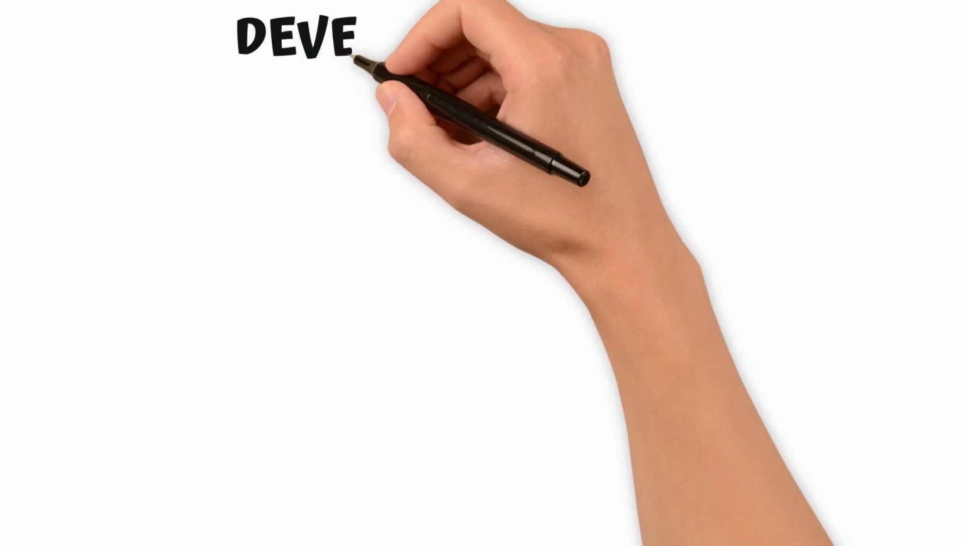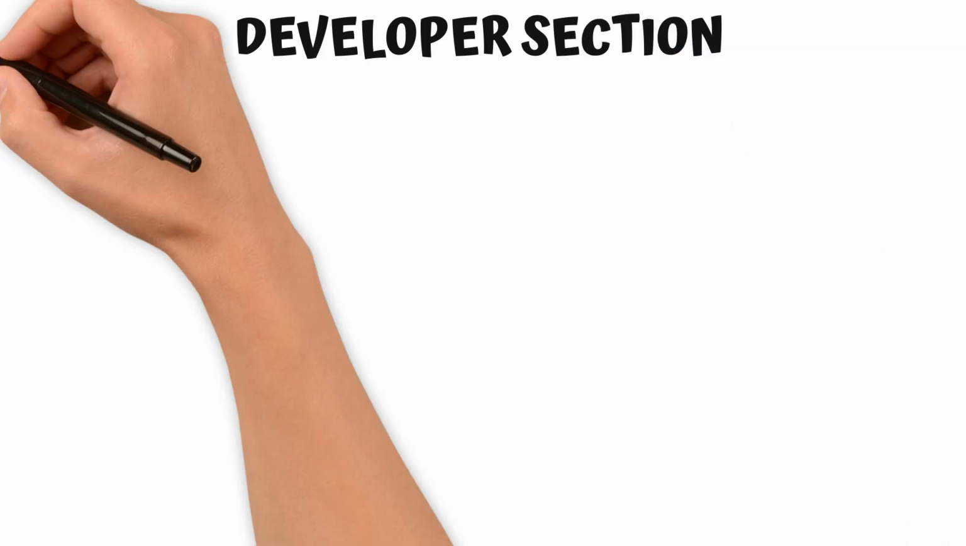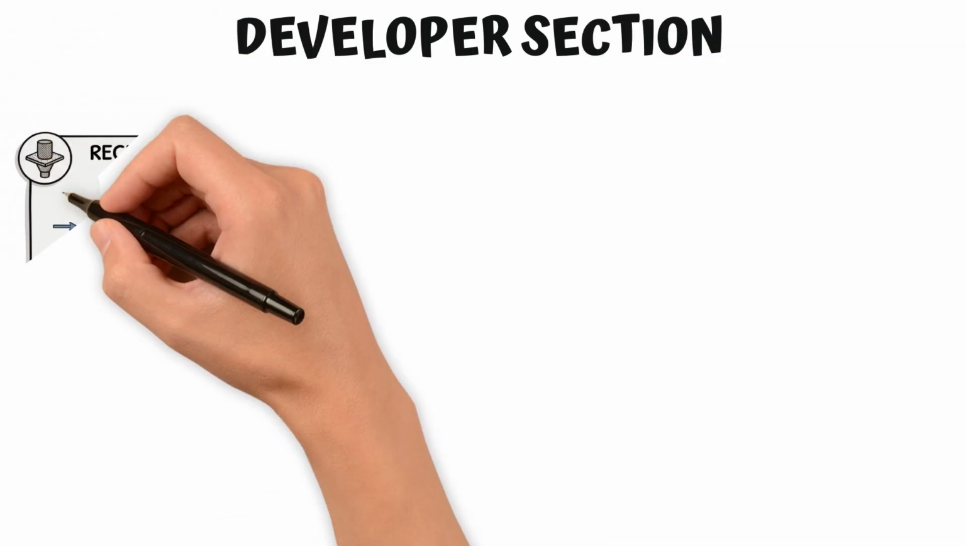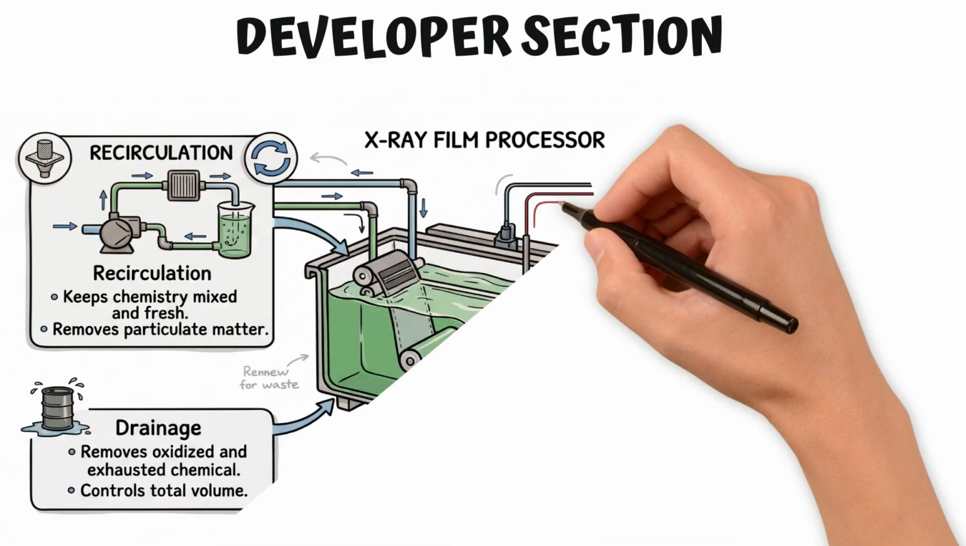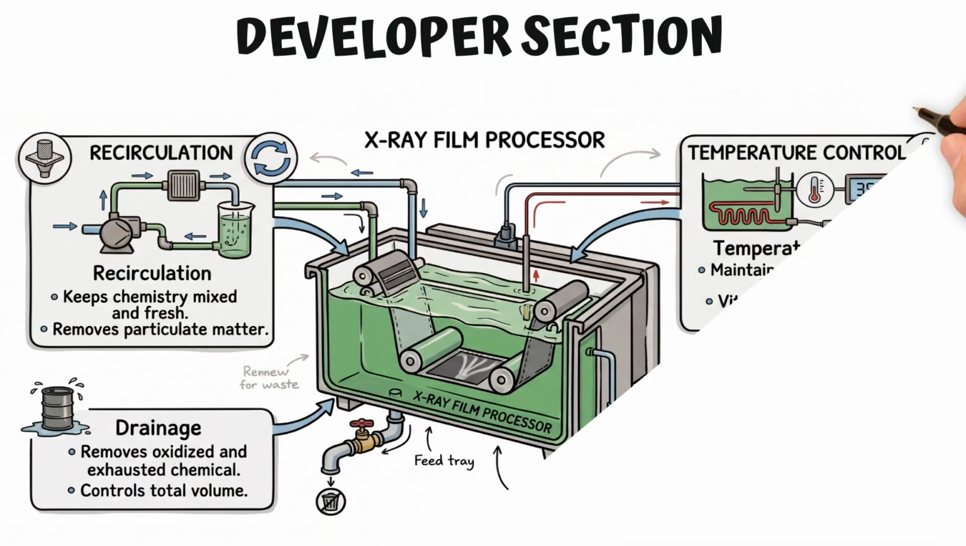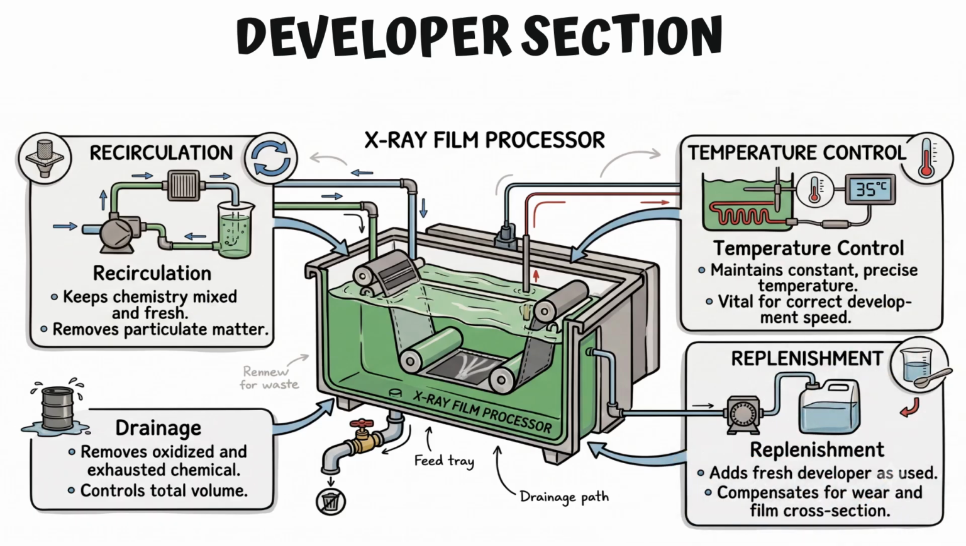In this section, we're going to explore one of the most important parts of the automatic X-ray film processor, the developer section. Now, the developer section doesn't work as a single unit. It is actually made up of 4 subsystems, each with its own specific job to do. These are recirculation, temperature control, replenishment, and drainage. Let's take them one at a time, and by the end, you'll understand exactly how each one contributes to producing a high-quality radiographic image. Recirculation.